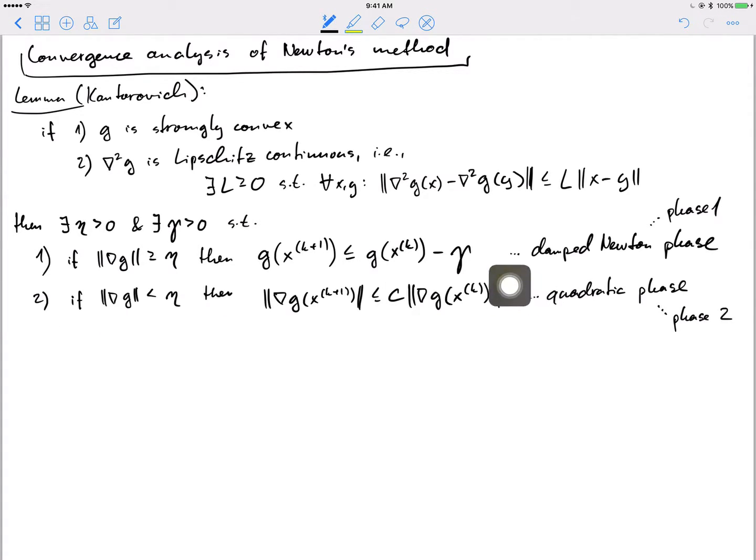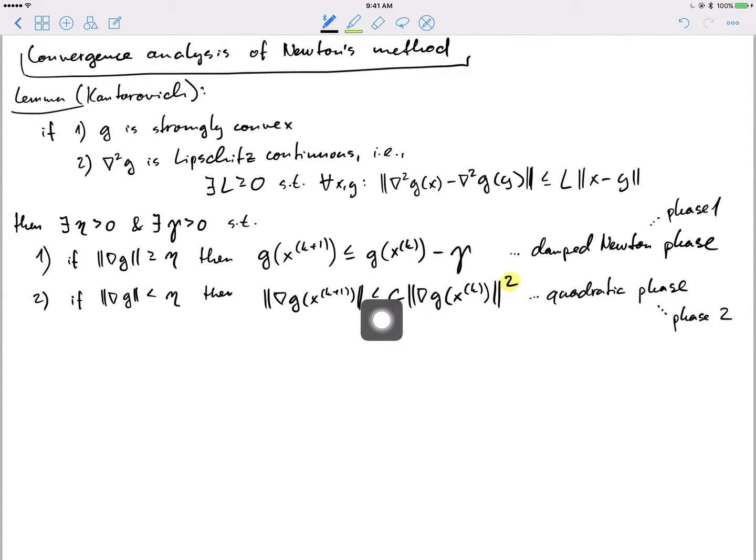Okay? In the first phase, you are guaranteed that after you take the Newton step, your objective will decrease at least by gamma. Okay? You don't know what gamma is, but this lemma guarantees that it exists and is greater than 0. Okay? So this guarantees that Newton will keep decreasing the objective. And eventually, what happens is that this gradient becomes small enough, and then the quadratic convergence kicks in, okay?